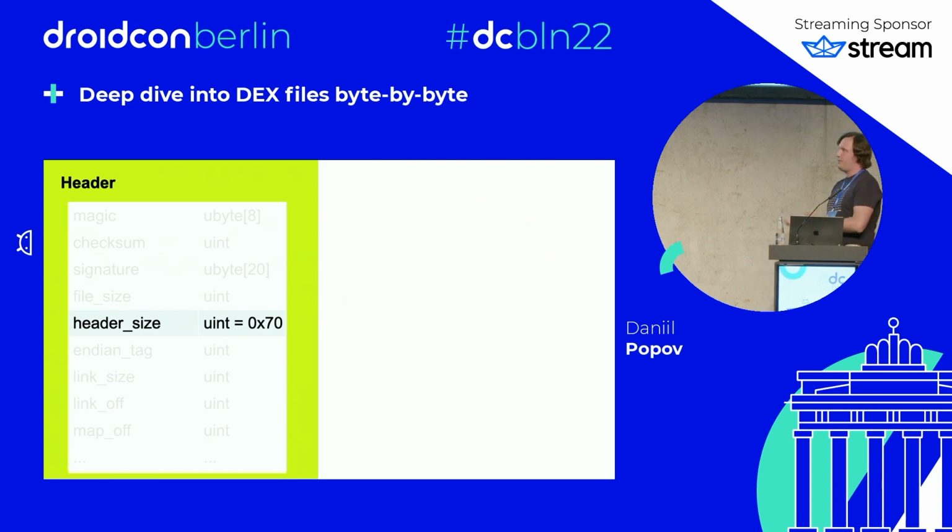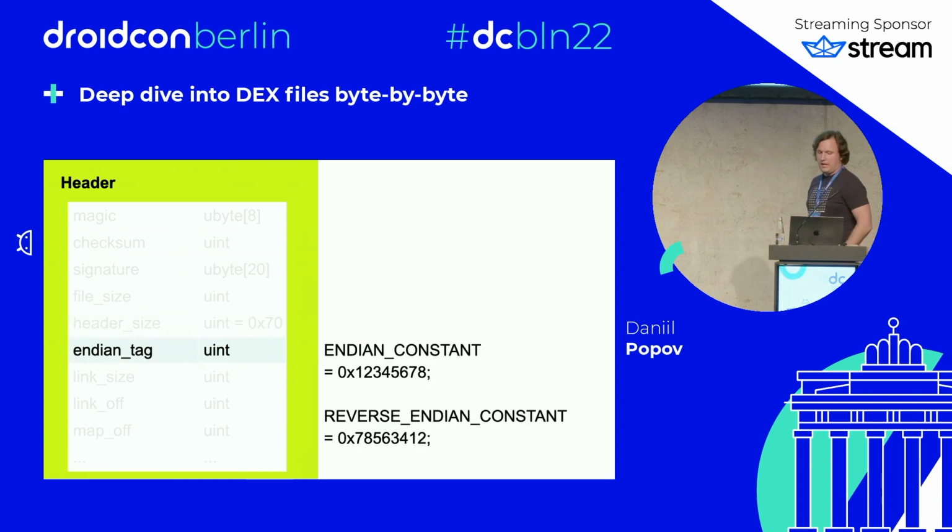And we have the header size here. Despite the header size being fixed, it's presented here anyway, which allows introducing future extensions of the header by just changing the size of the header. And we have the endian tag here, and this tag indicates the endianness of the file. And it has two possible values presented on the slide.